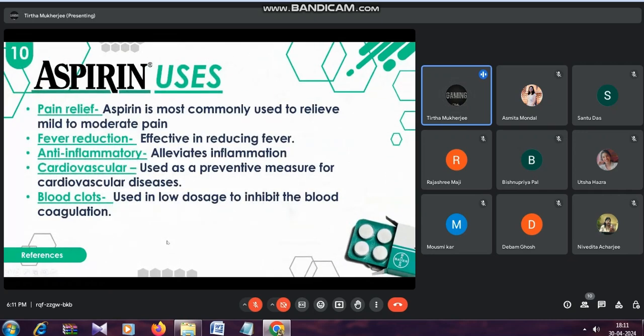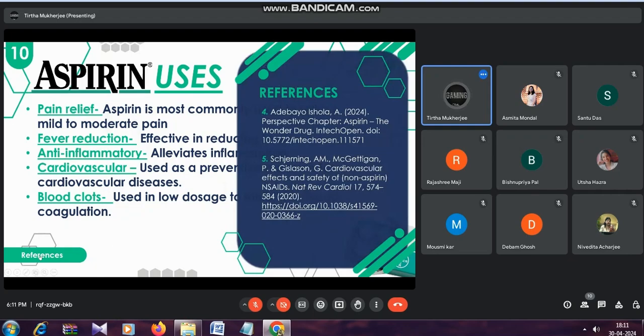Moving on, aspirin is widely used for several purposes. Firstly, pain relief. Aspirin is most commonly used to relieve mild to moderate pain. It is also effective in reducing fever. It alleviates inflammation. It is used as a preventive measure for cardiovascular diseases. And if aspirin is taken in low dosage, it also helps in blood coagulation. These are the references.